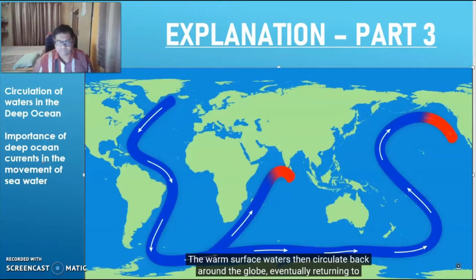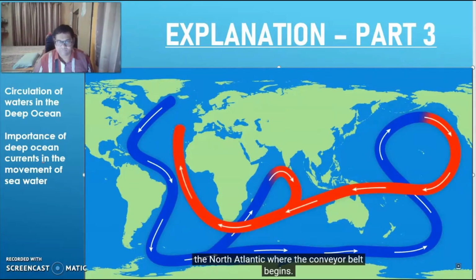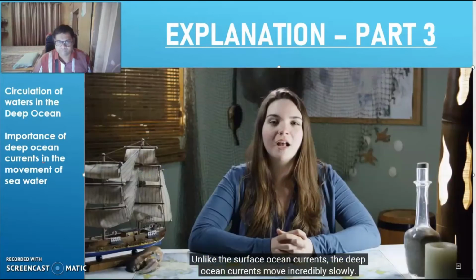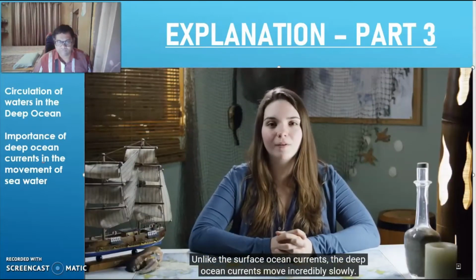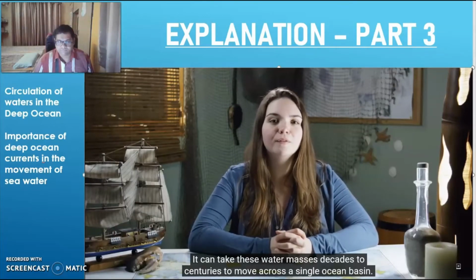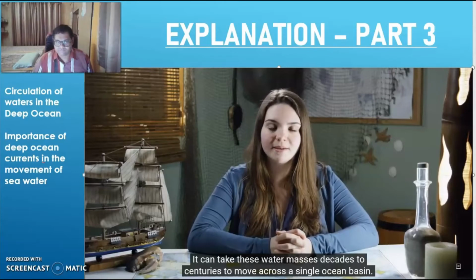The warm surface waters then circulate back around the globe, eventually returning to the North Atlantic where the conveyor belt begins. Unlike the surface ocean currents, the deep ocean currents move incredibly slowly. It can take these water masses decades to centuries to move across a single ocean basin.